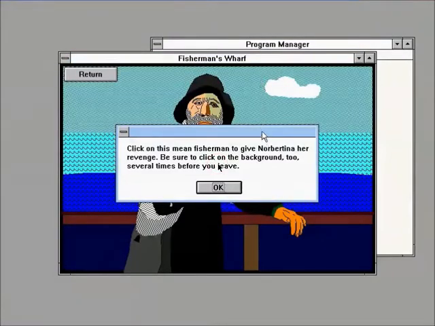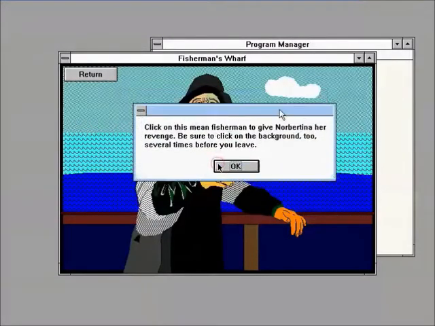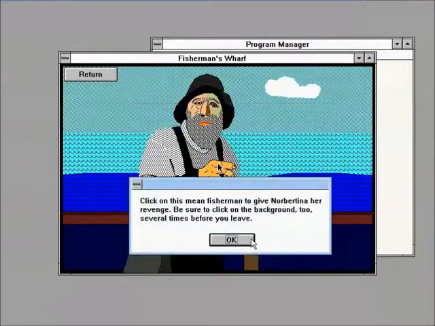Click on this mean fisherman to give Norbertina a revenge. Be sure to click on the background too. Several times before you leave.